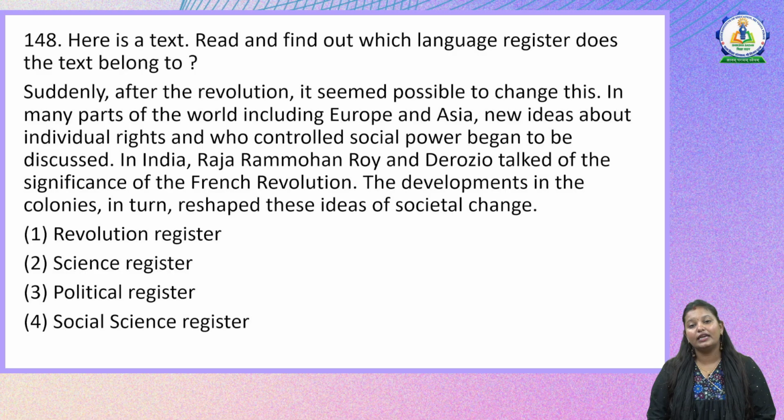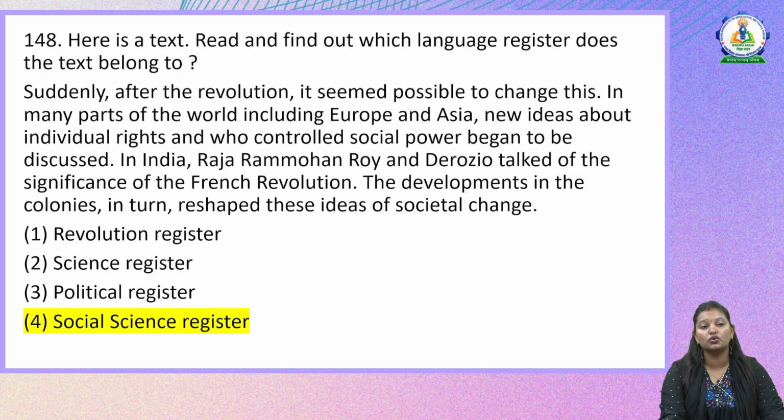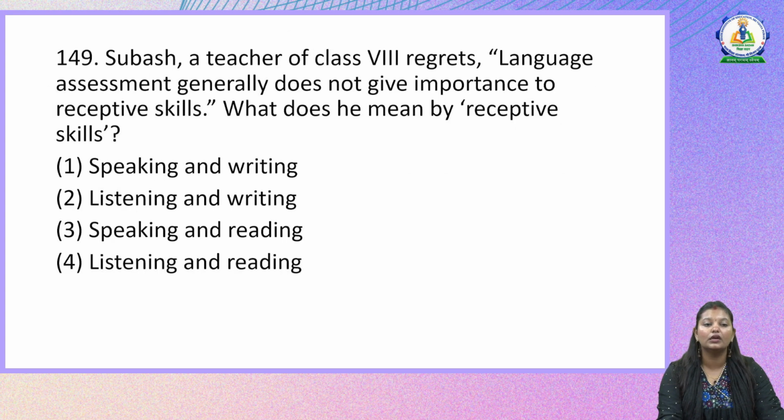So, this particular text they have taken from one of the subject areas, and now let us see what are the options in front of us. Revolution register, science register, political register, and social science register. So, this is describing actually a historical event and what was happening after the revolution. So, the right answer here will be the social science register. Let us move on to the next question.